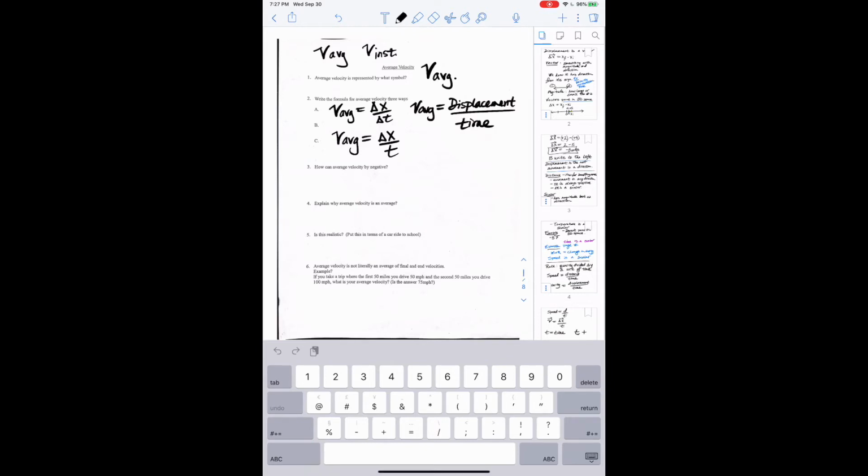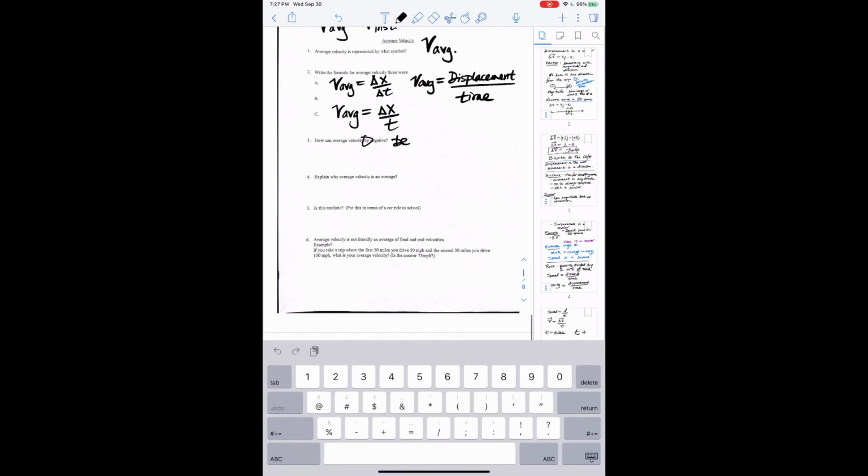All right. How can average velocity, oh, typo, that should be negative. How can average velocity be negative? It can be negative because negative indicates what? Well, the negative sign indicates direction.